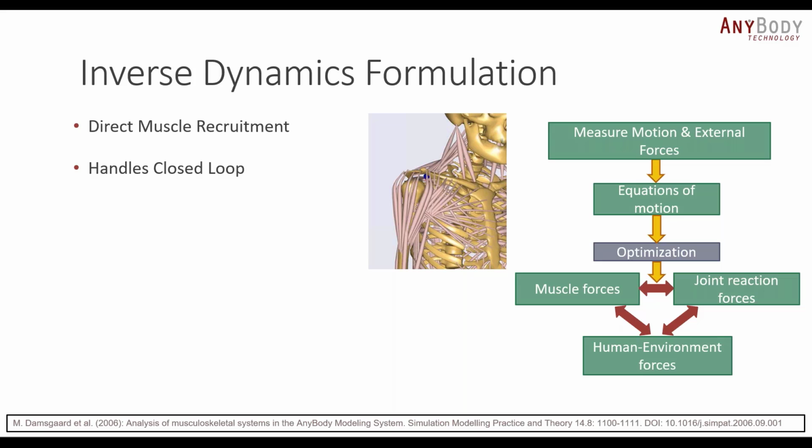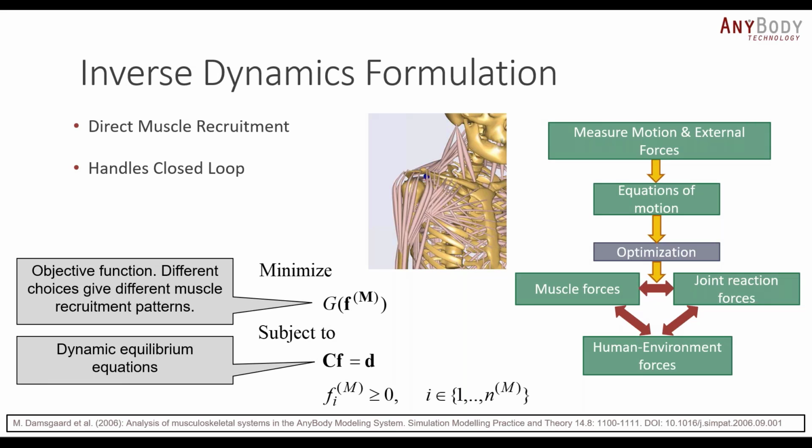So this is solved in AnyBody through direct muscle recruitment. That is, the muscle forces are solved via an optimization problem, and an objective function is formulated. There are different functions which represent different muscle recruitment criteria, and these muscle forces are then minimized by the problem while respecting the dynamic equilibrium equations and the constraint that the muscles can only pull and not push, so they are only giving positive forces. And with this one step, we are solving muscle forces and joint reaction forces, and if needed, also the human environment interaction forces in one step.